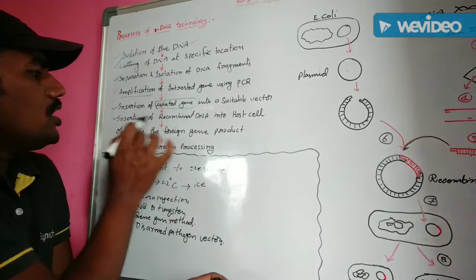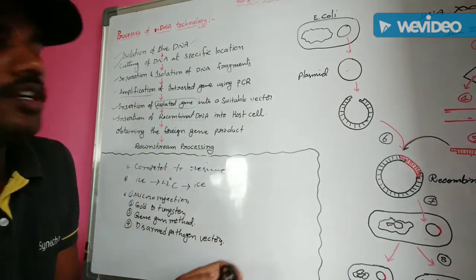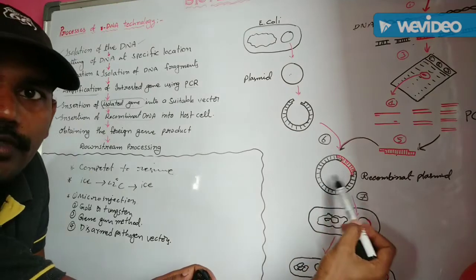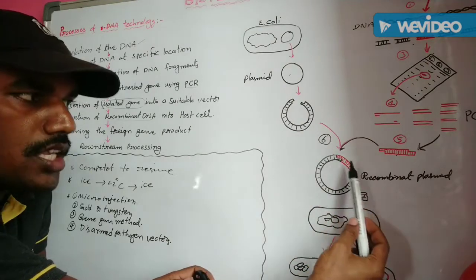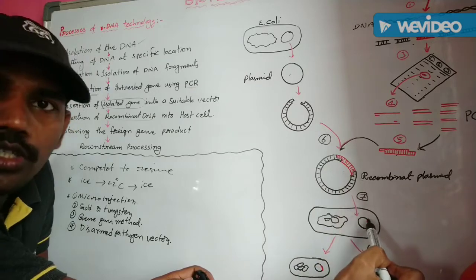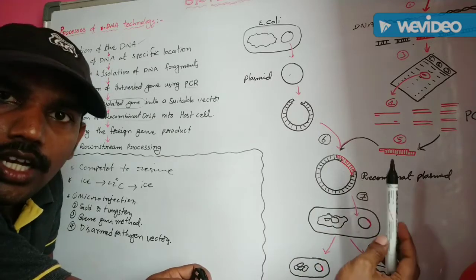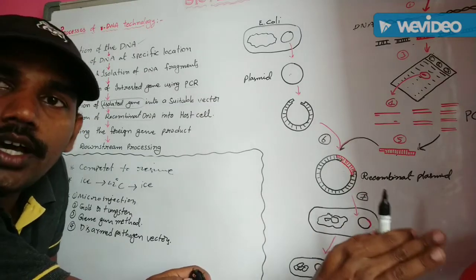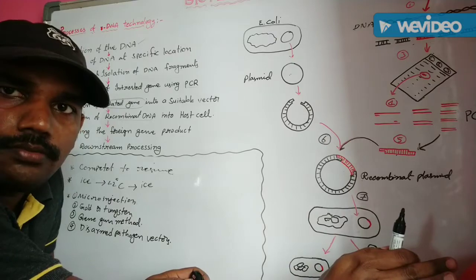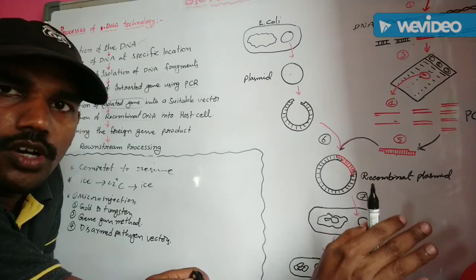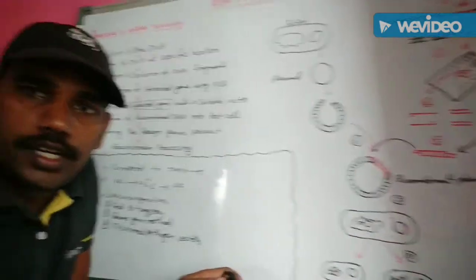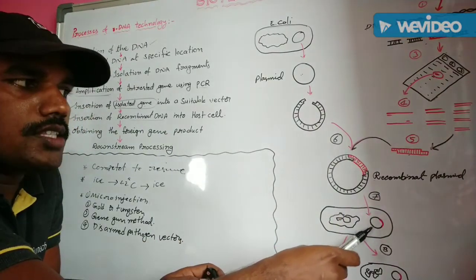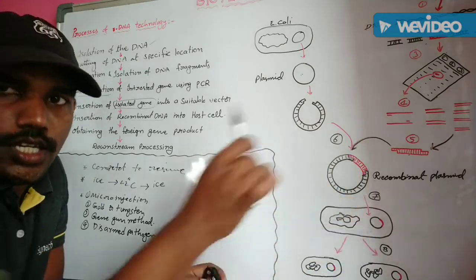Next, insertion of recombinant DNA into the host cell. This is the recombinant DNA, the plasmid containing recombinant DNA. This recombinant DNA is inserted into the host organism. Particularly in biotechnology, Escherichia coli cells are extensively used as host organisms. So the recombinant DNA is inserted into the host Escherichia coli cell.